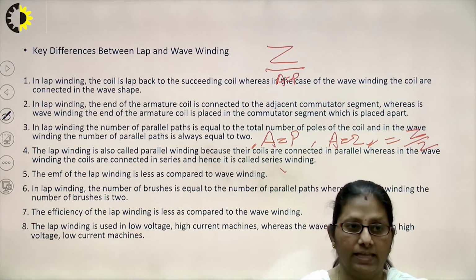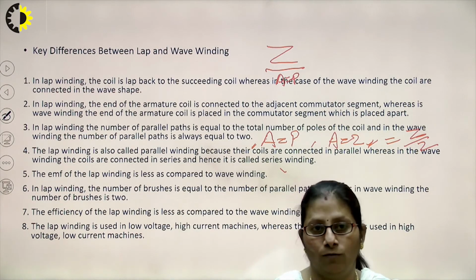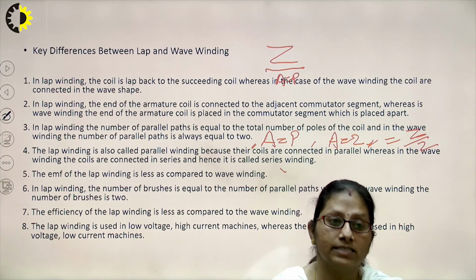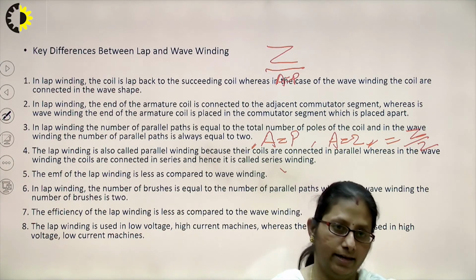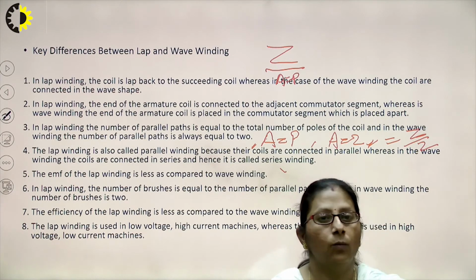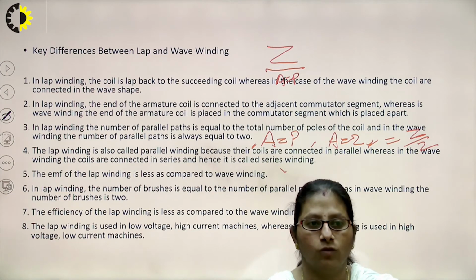Seventh difference, the efficiency of the lap winding is less as compared to the wave winding. And the eighth difference, the lap winding is used in low voltage, high current machines, whereas the wave winding is used for high voltage and low current machines. It is very much obvious.